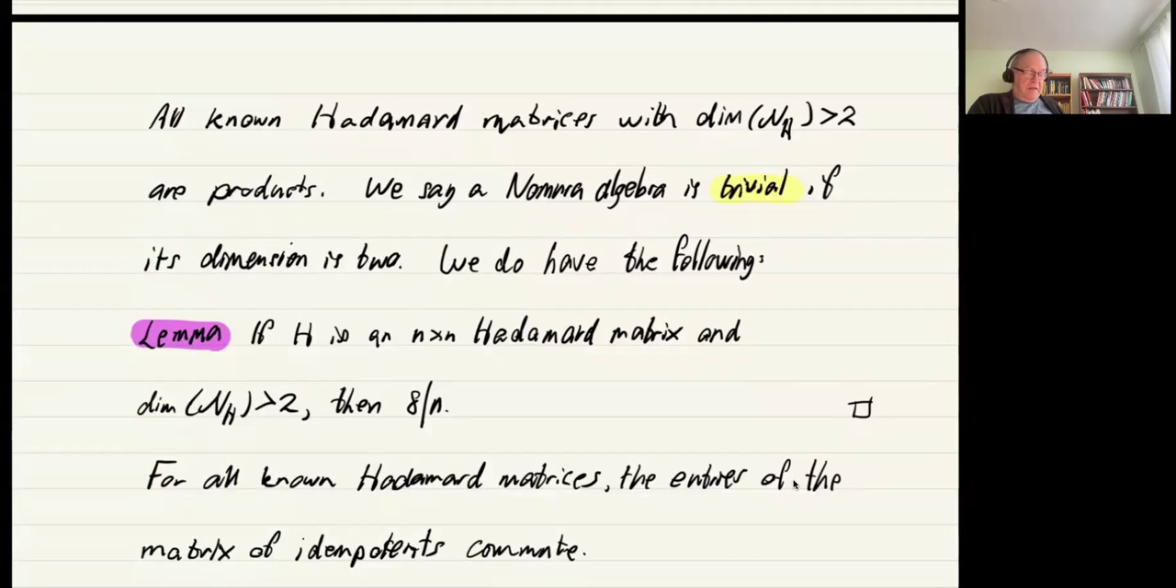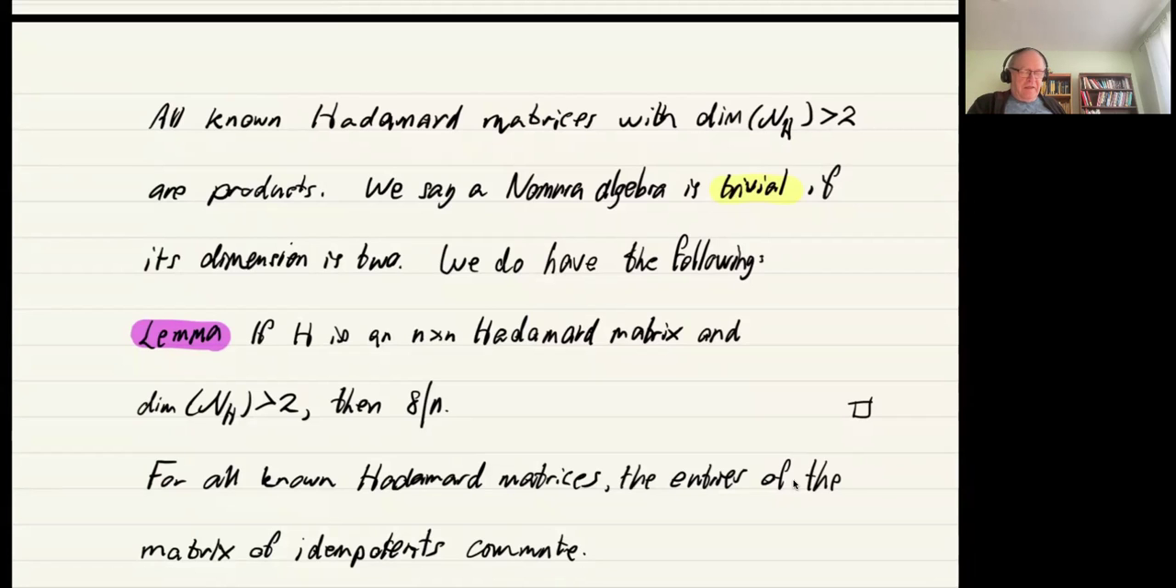Now, the bad news is that for all known Hadamard matrices, the entries of the matrix of idempotents commute. Now, all known means Hadamard matrices up to order 28. Ada did the calculations many years ago. I don't know if there's any written record anywhere. So the smallest open case is 32. At the time we were doing that, we didn't have a list of the Hadamard matrices of order 32. I think there is one around now, so it could be pushed to 32 if anybody really cared.